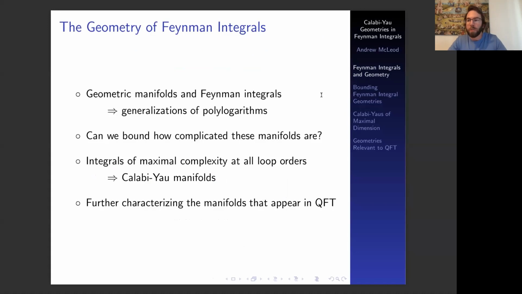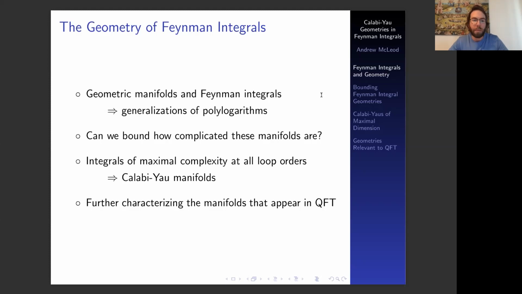So just to briefly outline what I want to talk about today, I'm going to first review how geometric manifolds naturally appear in Feynman integrals and point to the need for more general classes of functions and polylogarithms. I'll then consider whether or not these manifolds can be arbitrarily complicated or if we can bound them. And of course, the answer will be yes.